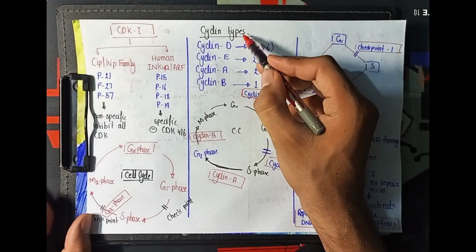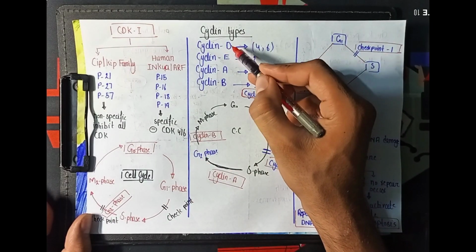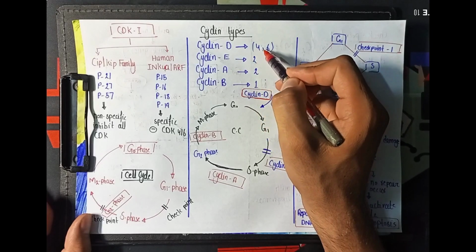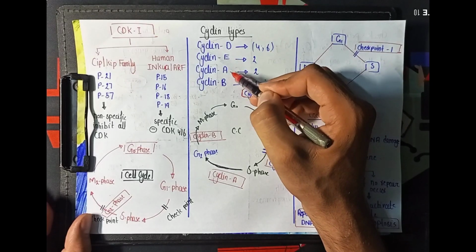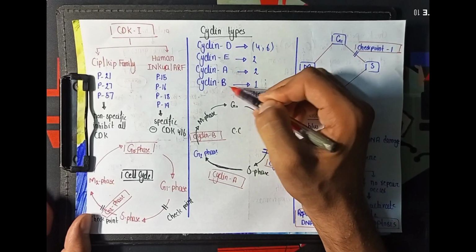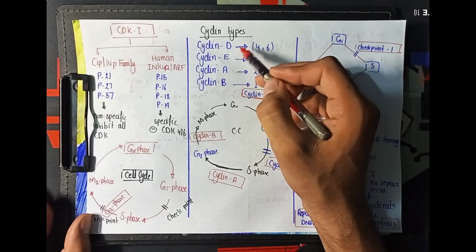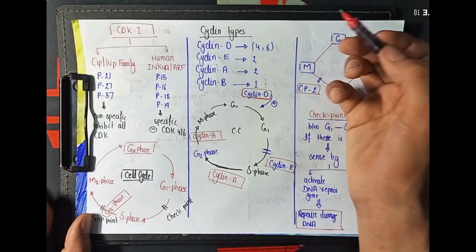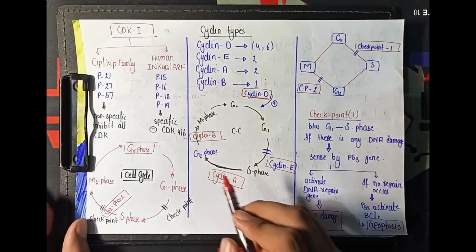There are various variants of the cyclin, like cyclin D, which is also known as cyclin 4,6, cyclin E, cyclin A, which is cyclin 2, and cyclin B. And these cyclins are involved in controlling the cell cycle at the various phases.